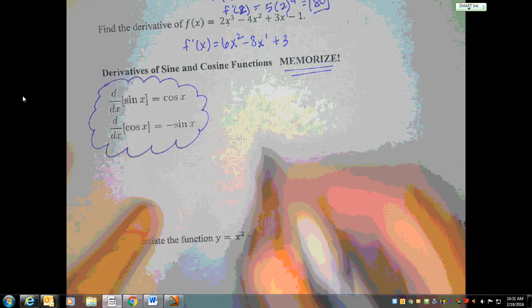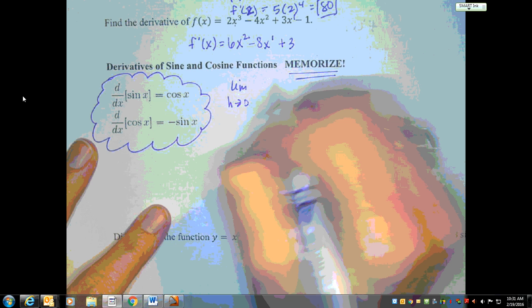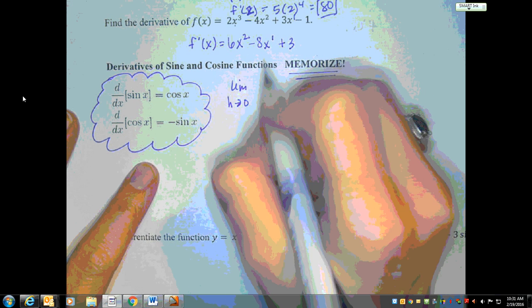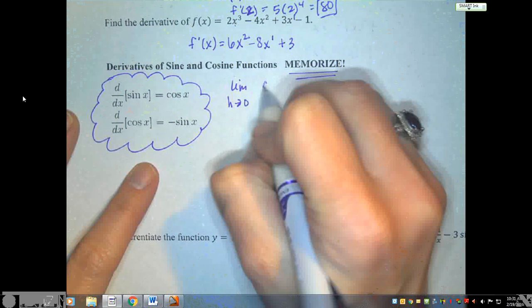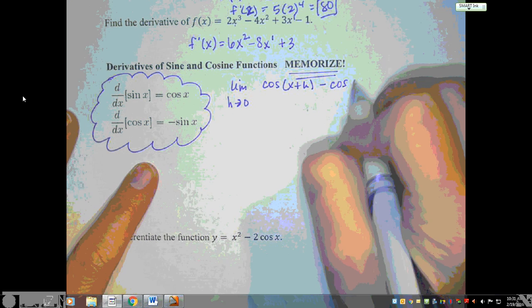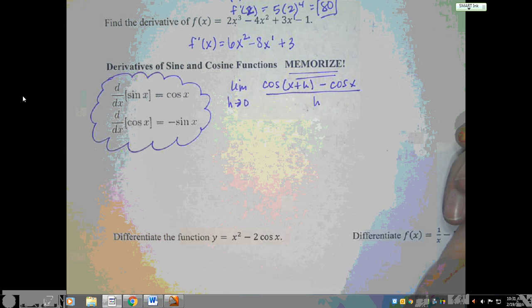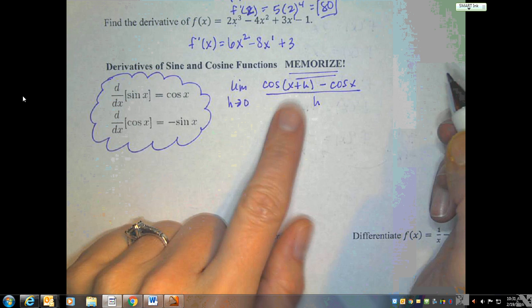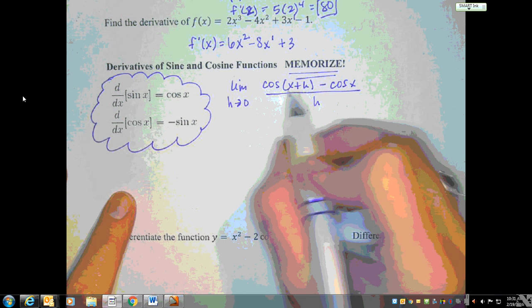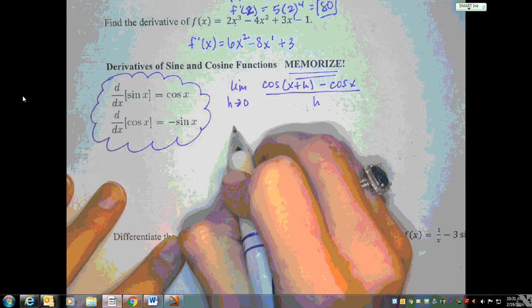Here's why. We have the limit as h approaches 0, and let's say I'm going to find the derivative of cosine. Everywhere I see an x, I put in x plus h, minus the original function, which was cosine of x, all over h. Now we need to get rid of that h on the bottom. There was a problem a lot like this, I think it was last week out of your textbook. You're going to have to do the sum and difference trig identity on this thing. It gave you a hint in your textbook to remind you of that identity.